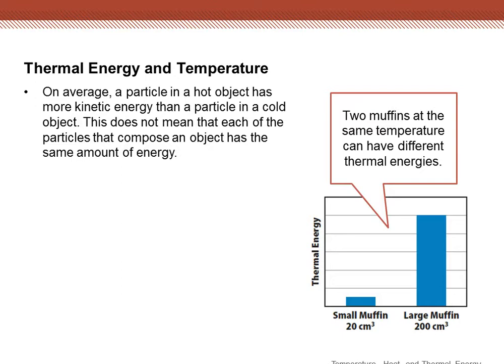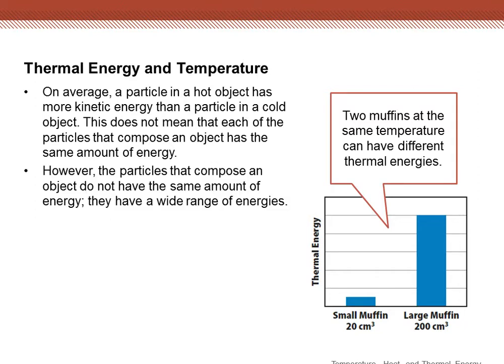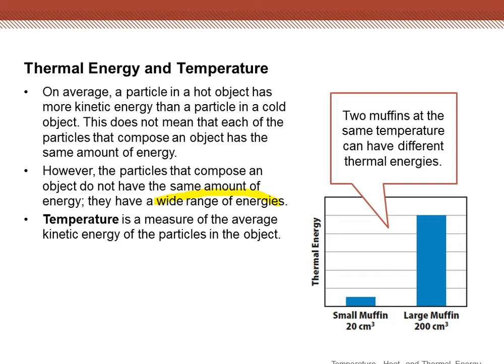However, this does not mean that each of the particles that compose an object has the same amount of energy. The particles that compose an object don't have the same amount of energy. They actually have a very wide range of energy. So you have an object on a table that has a given temperature. Not every particle in that object is going to have the same amount of energy. There's going to be a wide range. Remember, temperature is the average of all the energies.